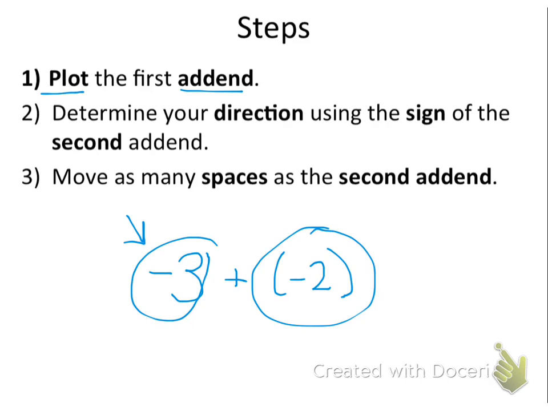The second step: determine your direction using the sign of your second addend. So here the sign of our second addend is negative. So which way would we move? We would move towards the left, because remember, when it's a negative sign, we're moving towards the left, or towards the negative numbers. The last step, move as many spaces as the second addend. So in our situation, we move 2 spaces because our second addend is -2. All right, after you've got these written down, let's try some examples.